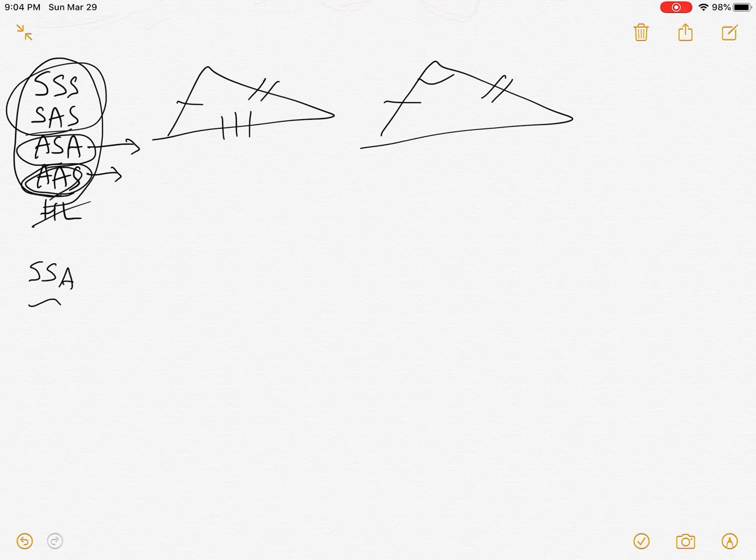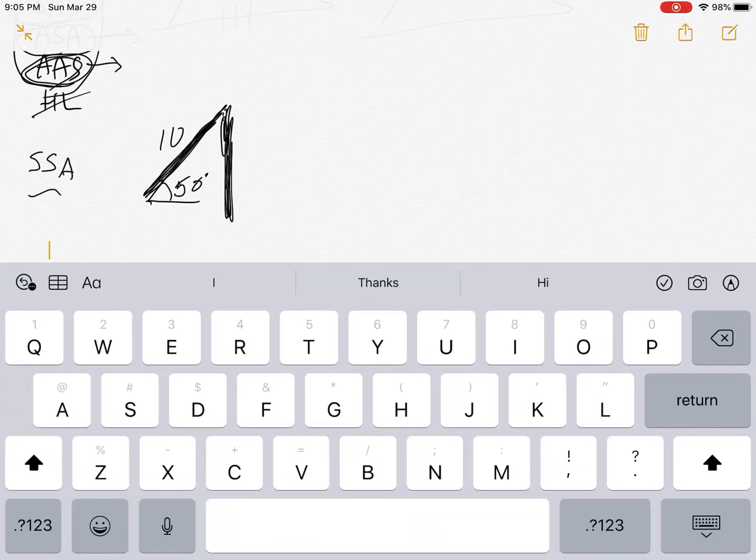Let me see how we're doing on time. Okay, I think we're okay. So I'm going to try to explain this. Let's say you have an angle like 50 degrees. And this side is fixed right here, and it is 10. And there's another side fixed, right here, maybe, I don't know, what does that look like? We'll say it's 11.